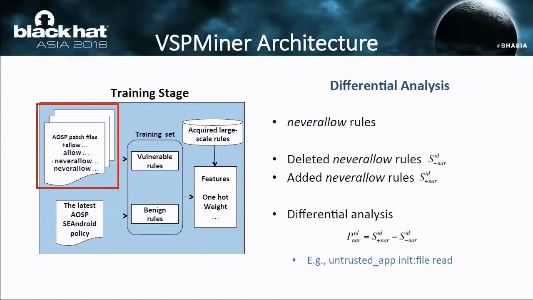Similarly, we will perform a very similar approach on the neverallow rules. We get the deleted neverallow rules and also the added neverallow rules. But different from the allow rules, we use the added neverallow rules minus the deleted neverallow rules. It's very easy to understand, right? So in the final result, for example, we can get untrusted app reading init files, and this will appear in the neverallow rules.